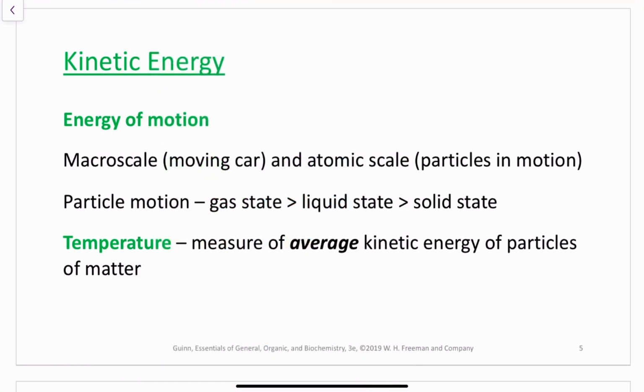Kinetic energy is the energy of motion. Whenever you move or run, you have some kind of kinetic energy. For example, at the macro scale, a moving car has kinetic energy whenever you drive it. But at the atomic scale, we know that matter is made up of atoms or particles. If the particles or atoms are moving around or vibrating, that means those particles also have some kind of kinetic energy, because atoms and particles are also moving.